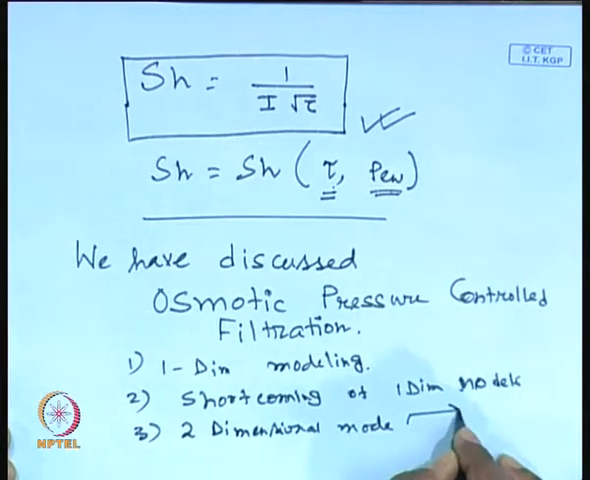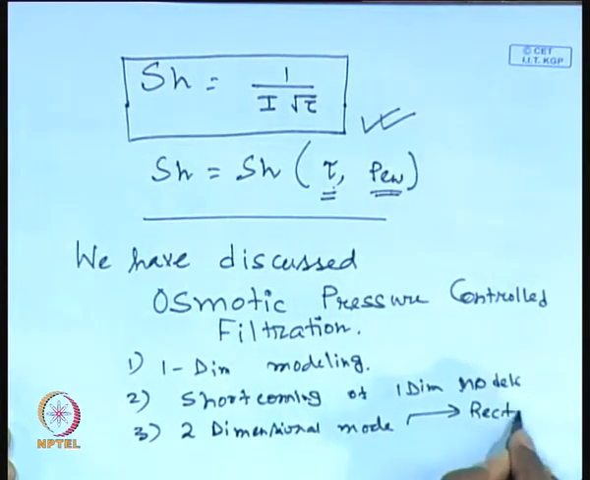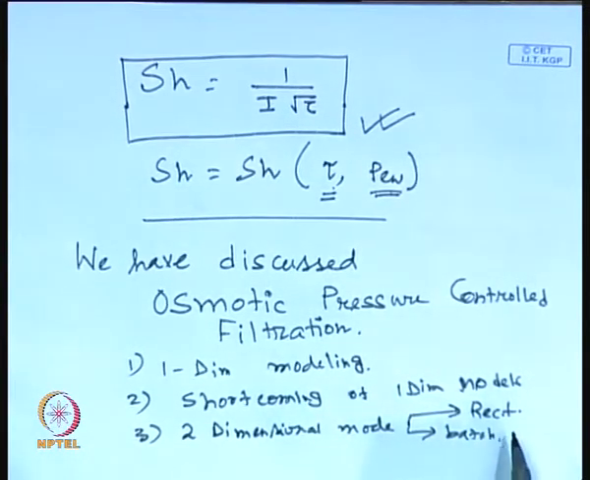In both geometries, a rectangular cross flow cell, that is a steady state process, and in a batch cell, that is an unsteady state process. So, both steady state and transient operations we have seen, the modeling, how to model the system. Now, let us discuss when this osmotic pressure controlled filtration becomes very important. The osmotic pressure controlled filtration becomes very important when you are talking about filtration of solutes which will have very high osmotic pressure.